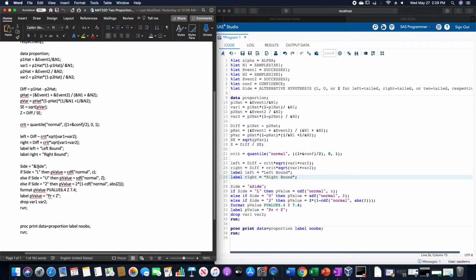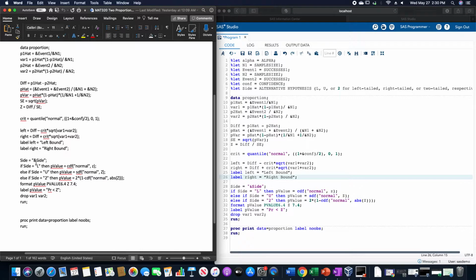The critical value for this takes the quantile of normal, comma, 1 plus the confidence level divided by 2. This is to find the critical value corresponding to that confidence level. Then 0, 1, since this is a standard normal distribution. The left side of the confidence interval is the difference minus the critical value times the square root of variance 1 plus variance 2. The right confidence interval limit is the difference plus the critical value times the square root of variance 1 plus variance 2. And then we just named the left and the right limits as left bound and right bound.